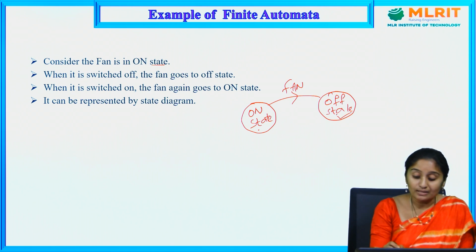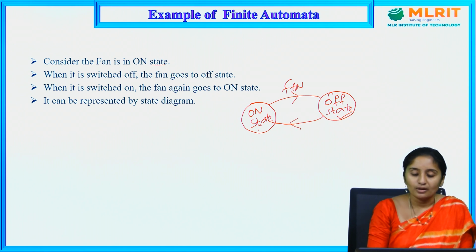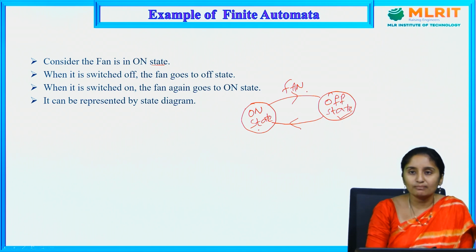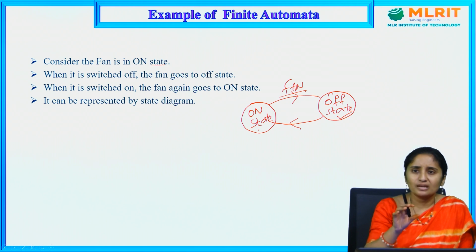When from the off state I again switch on the fan, it moves to the on state. So from one state, it moves to the other state when I find some input symbol. For example, there is a fan switch. If I switch it, it moves from one state to another state, from on state to off state. These are the 2 states I have, and from one state it moves to the other state.